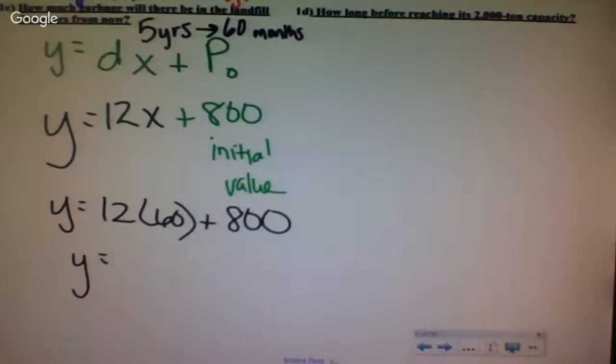How much garbage is in my landfill if 5 years have gone past? After 5 years, we've got 1,520 tons. Have we reached maximum capacity yet? No. We're good.